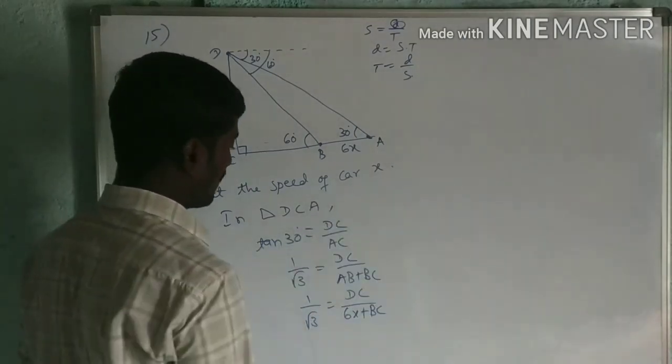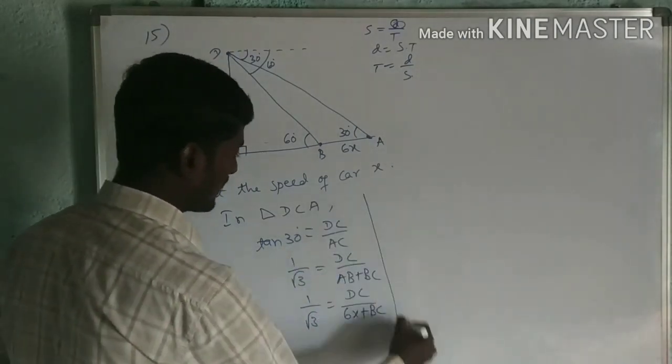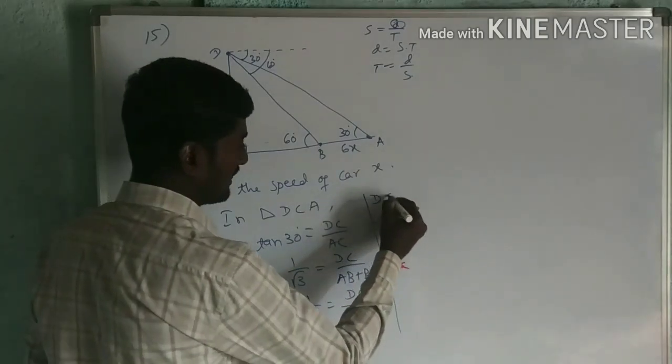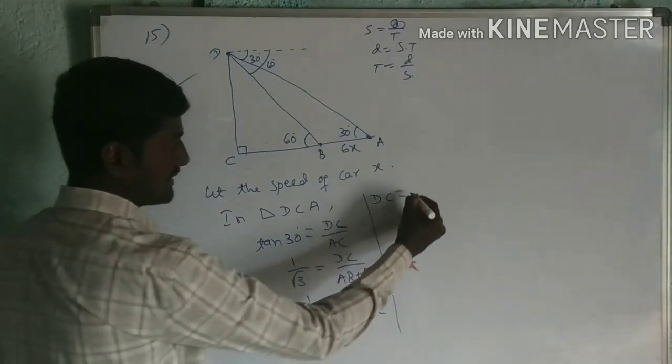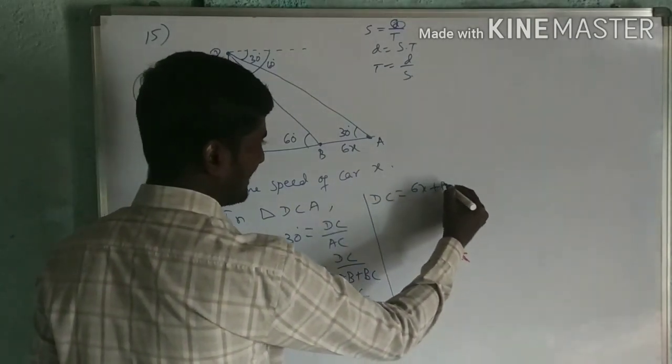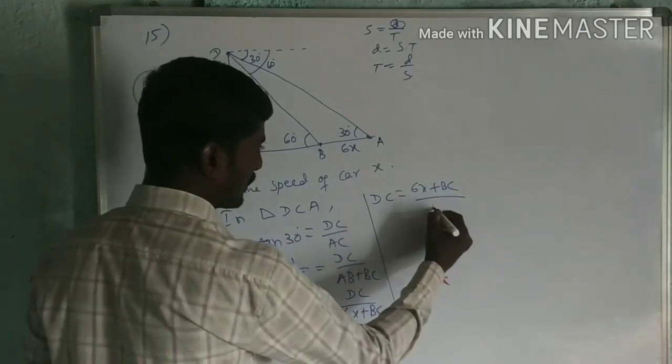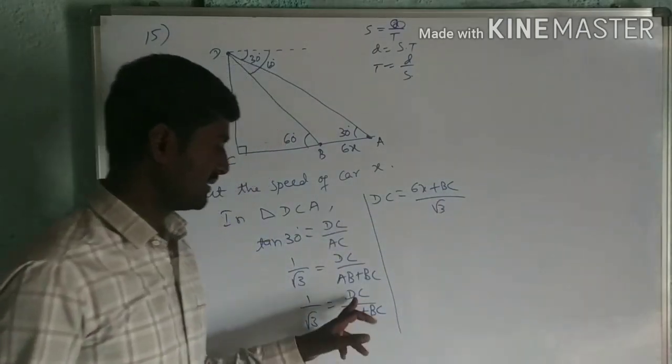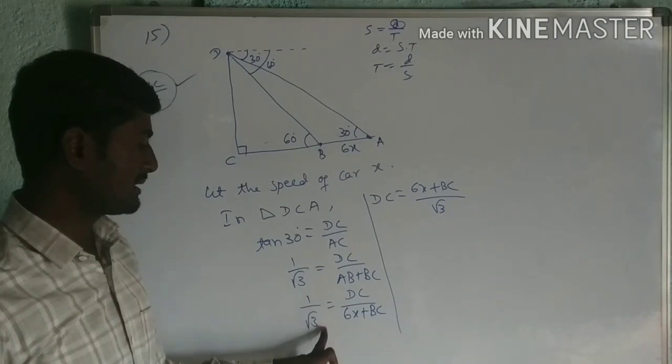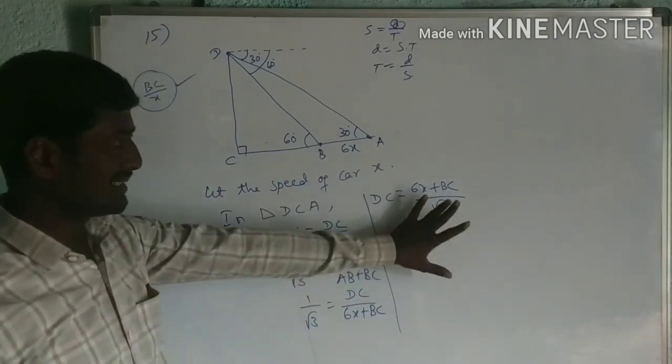Now, instead of this one, I will write DC is equal to 6x plus BC divided by root 3. Cross multiplication: DC is equal to 6x plus BC divided by root 3. Now we keep this as it is.